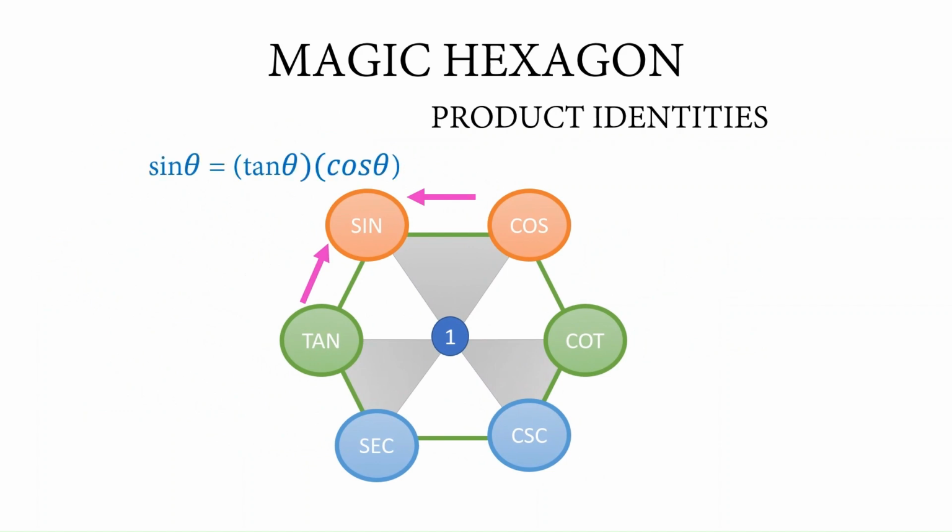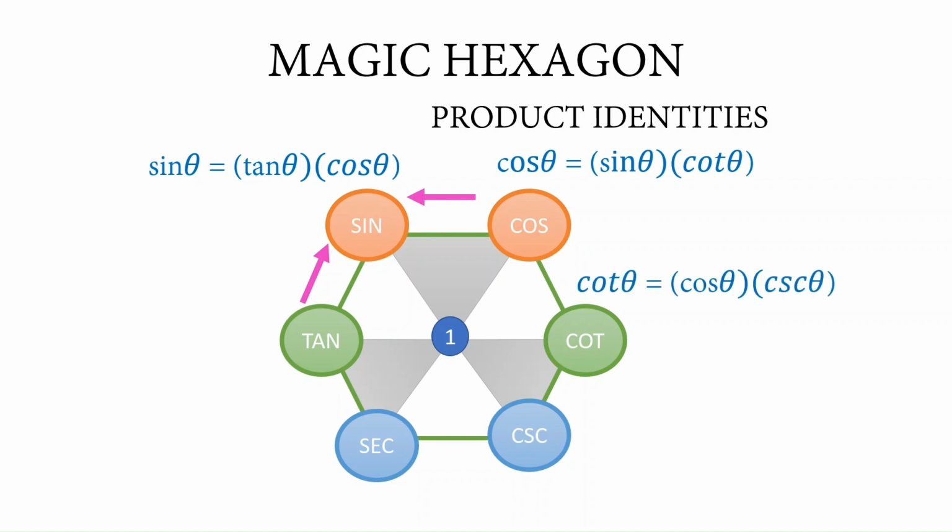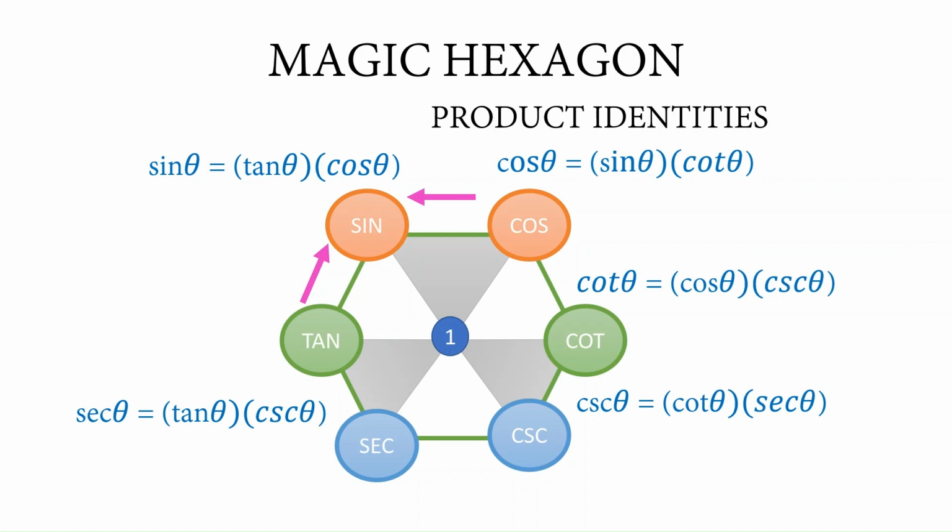In a similar way, if we take the cos vertex, we have sin and cot as adjacent vertices. So cos theta is equal to sin theta into cot theta. Similarly, for the cot theta vertex, cos and cosecant are adjacent. So cot theta is equal to cos theta into cosecant theta. For the cosecant theta vertex, cot and secant are adjacent. So cosecant theta equal to cot theta into secant theta. For the secant theta vertex, tan and cosecant are adjacent. So secant theta equal to tan theta into cosecant theta.